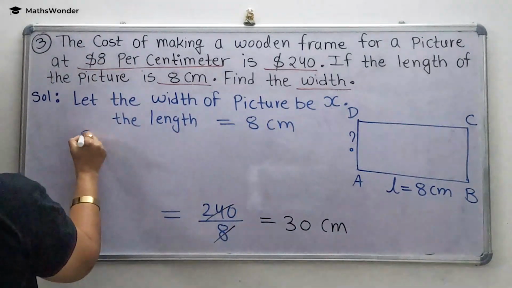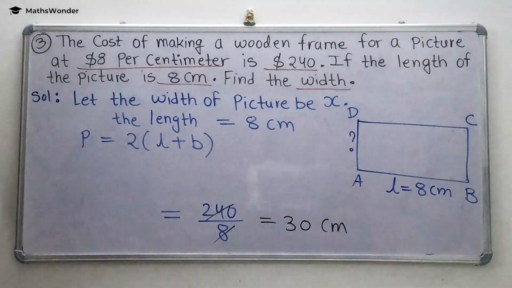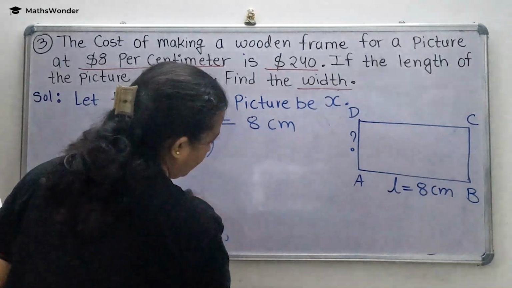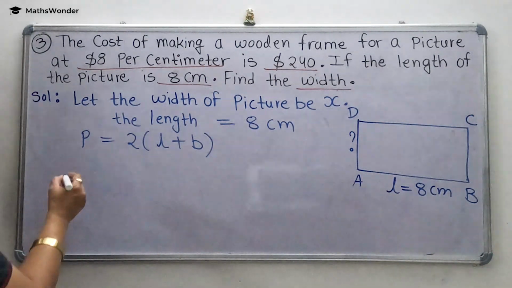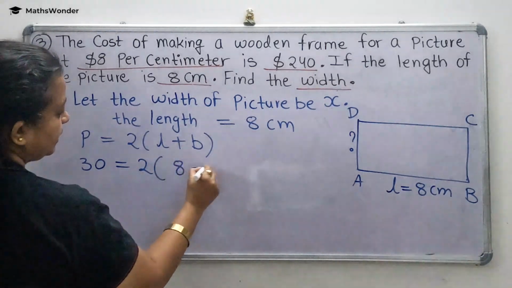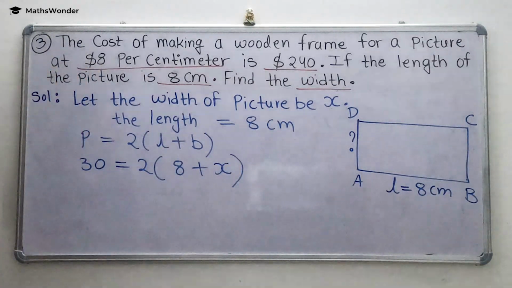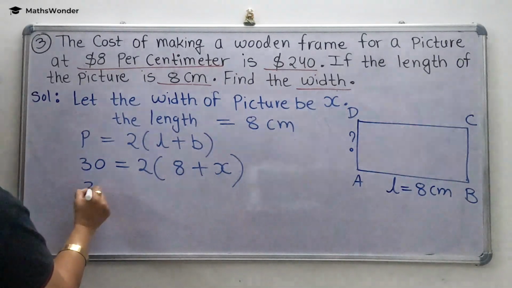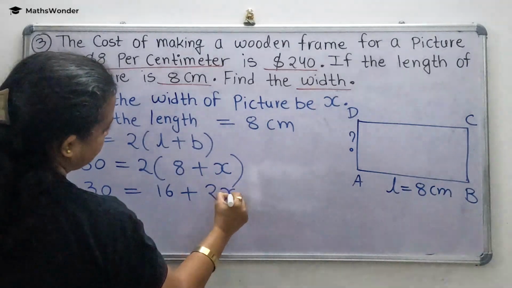So the formula of the perimeter is 2 times (L plus B). This is your formula of the perimeter of the rectangle, right? Now the perimeter we already found with the help of the rates given in the question. So the perimeter is 30. 2 times (length 8 plus B). B we can substitute with x, because width we have taken as x here. We have assumed B is x. Now you will use the distributive property here. So it will be 16 plus 2x.